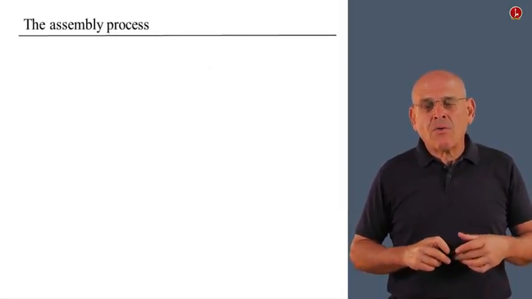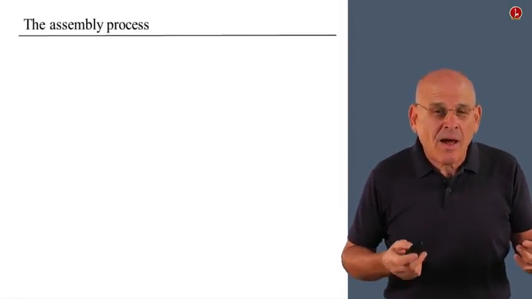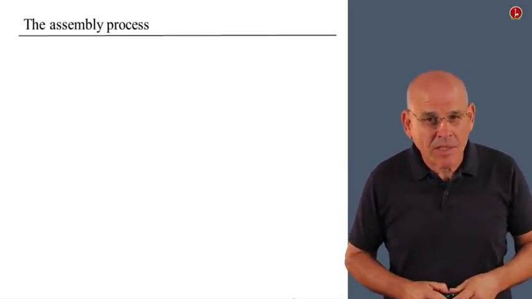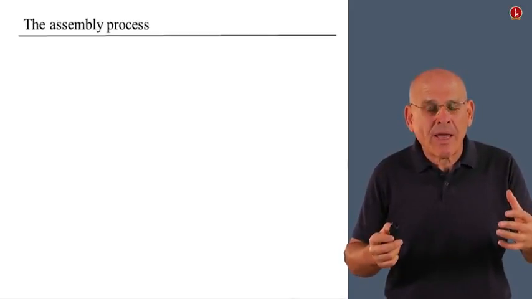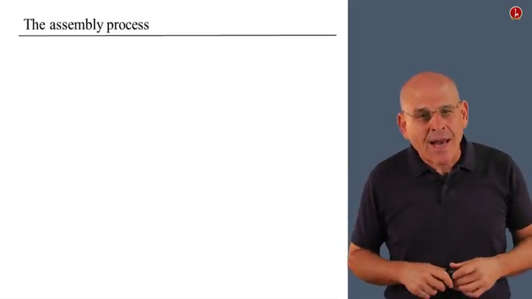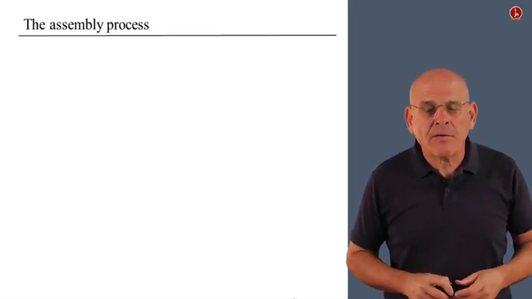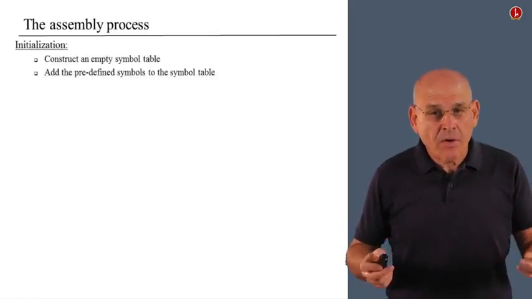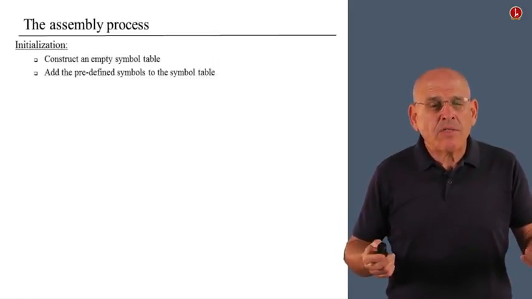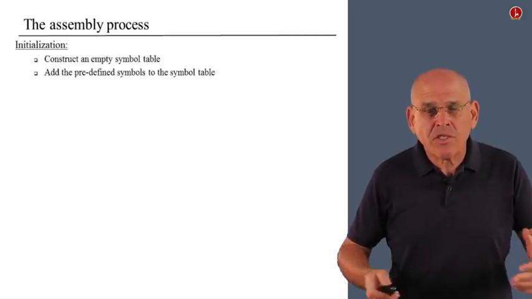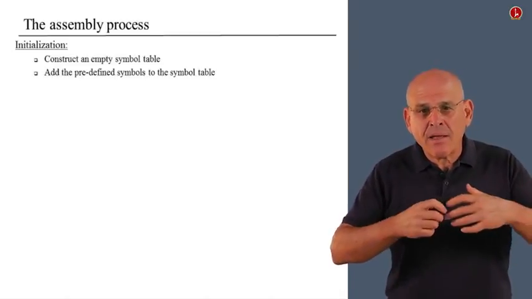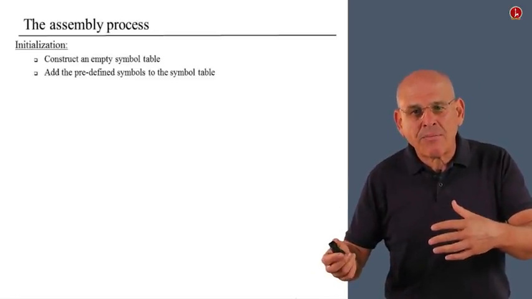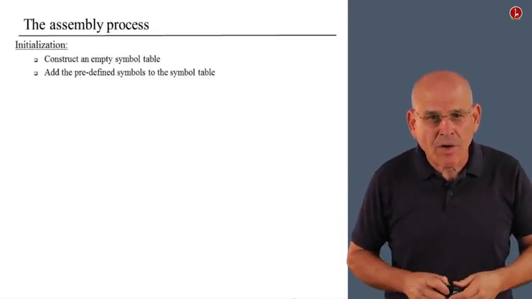All right, so with that in mind, we can now describe the overall assembly process. We have reached a point where we can actually lay out the algorithm according to which the assembler can be developed. So here we go. First of all, we do some initialization. We construct an empty symbol table, and we get ready to process the input file. We add the predefined symbols to the symbol table, and then we go to work.